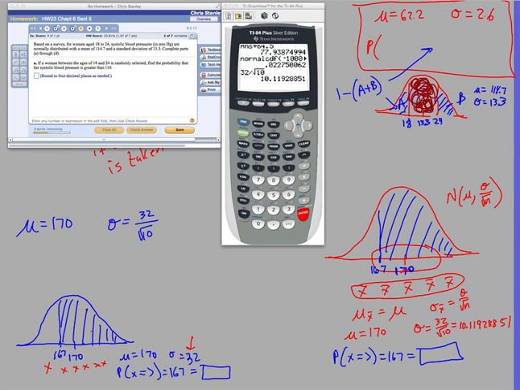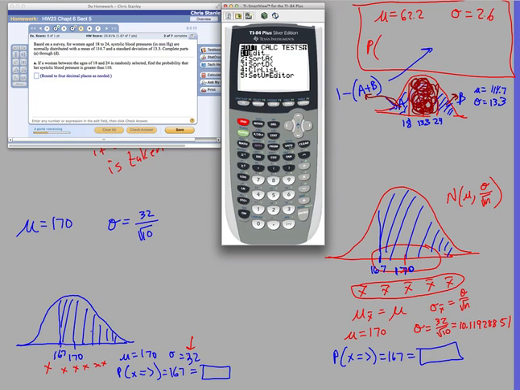But StatCrunch doesn't have anything like that. So what you have to do is use StatCrunch to find this area, which we'll call A. You need to find this area, which is B. You need to add those together and subtract 1 for that. On this calculator, it's a little bit easier.